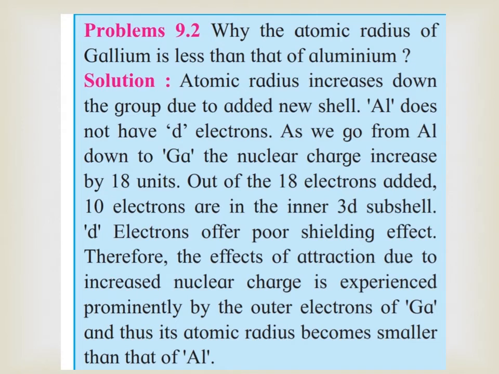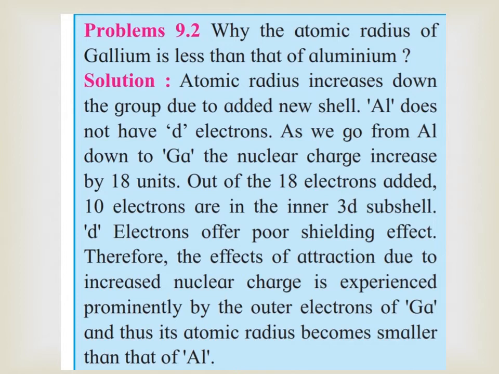So the second problem is why the atomic radius of gallium is less than that of aluminium. Students, we have already studied in the modern periodic table that the atomic radius of an element increases down the group. This is because there is addition of a new shell that takes place down the group. Now students, aluminium and gallium both belong to group 13.